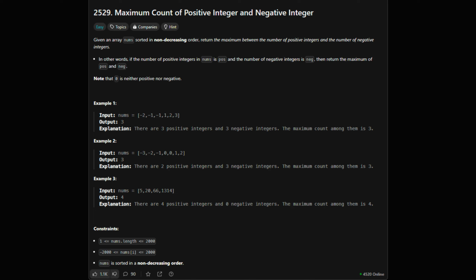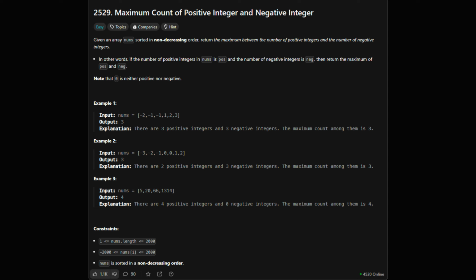Here's Leetcode problem 2529, maximum count of positive integer and negative integer. The problem asks us to find the maximum between the count of positive integers and the count of negative integers in a given sorted array. The array is sorted in non-decreasing order, meaning numbers can be equal. Crucially, 0 is considered neither positive nor negative. We're given a few examples to illustrate the expected behavior.